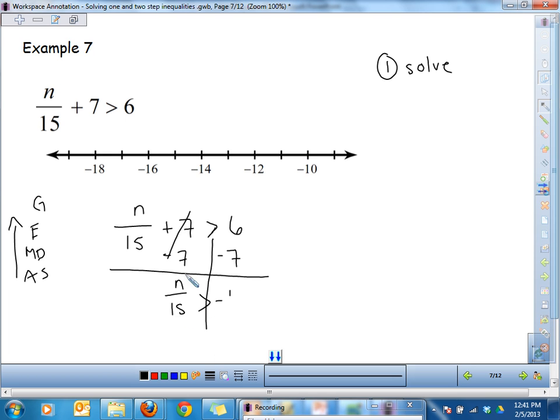Now, I still need to get n alone. How do I undo n divided by 15? I multiply by 15. I am multiplying by a positive number, so my sign is not going to flip. So I'm left with n is greater than negative 1 times 15 is negative 15. Go ahead and try to graph that one on your own. N is greater than negative 15. You should have had an open circle at negative 15, which is right here. It's greater than, so we should graph to the right.